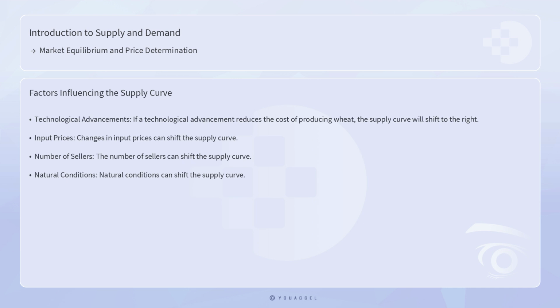On the supply side, factors such as changes in production technology, input prices, expectations about future prices, the number of sellers, and natural conditions can shift the supply curve. For instance, if a technological advancement reduces the cost of producing wheat, the supply curve will shift to the right, leading to a lower equilibrium price and a higher equilibrium quantity, assuming the demand curve remains unchanged.